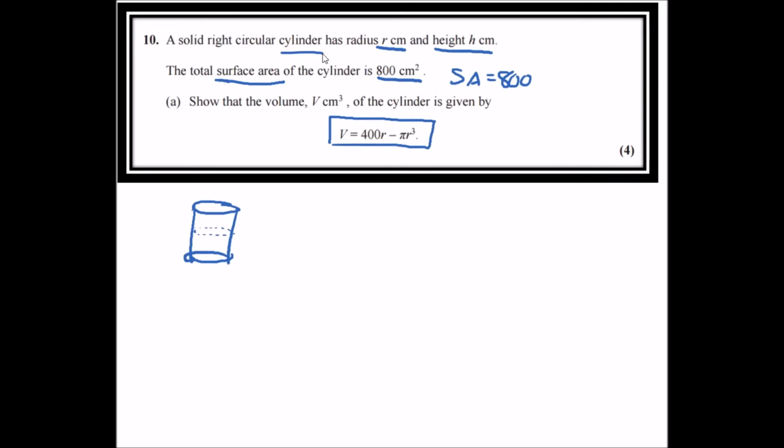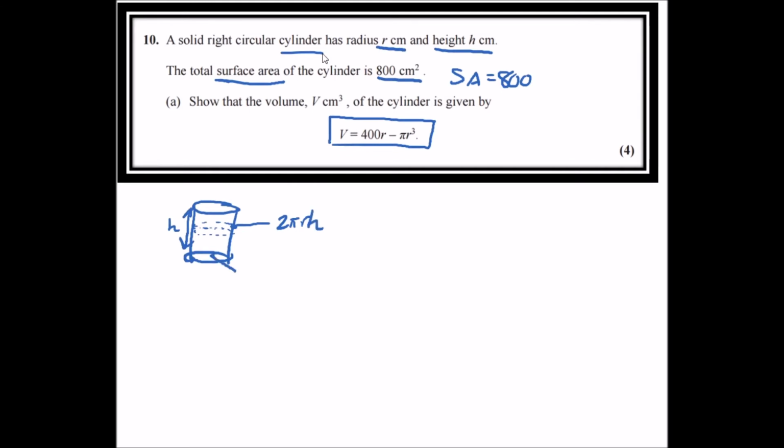Notice that when we do curved surface areas, we look at the width of this curved area, which is the circumference, 2 pi r. We also know that there are going to be several layers of this, in other words h lots of this. So it's therefore going to be 2 pi r times h. That's the curved surface area.